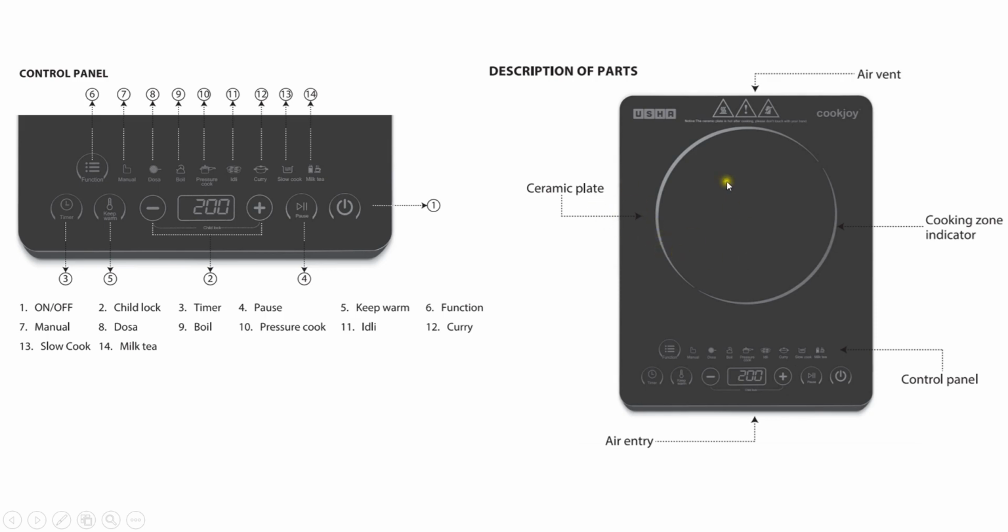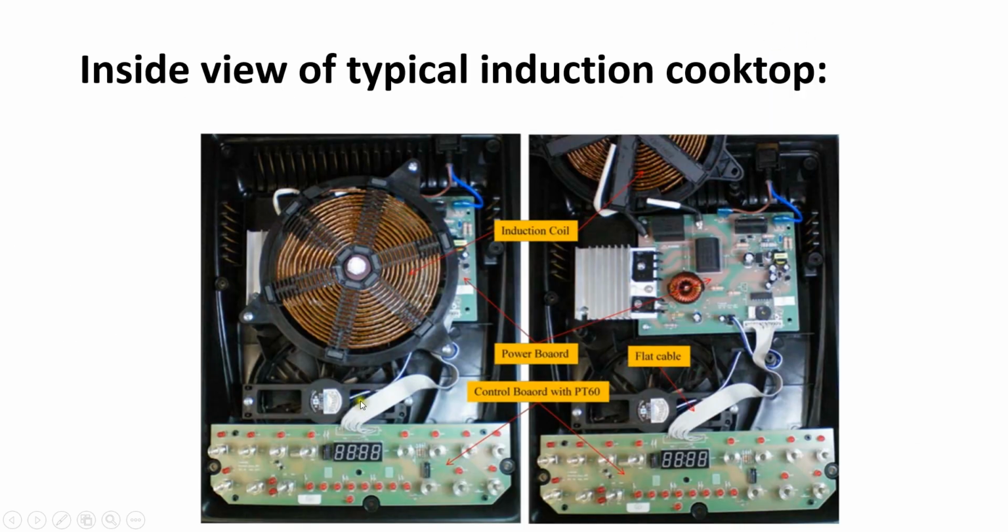This is the ceramic plate, this is the cooking zone indicator. For better efficiency, the cooking utensil needs to be placed in this zone, and this is the air entry. There is a fan inside the cooktop which takes the air from outside and cools the coil and other electronic parts. And this is the place where the warm air comes out of the cooktop, and this is the control panel. And this is the inside view of a typical induction cooktop.